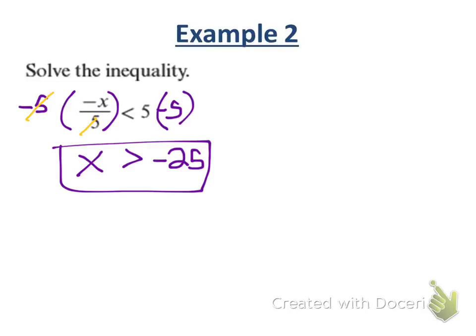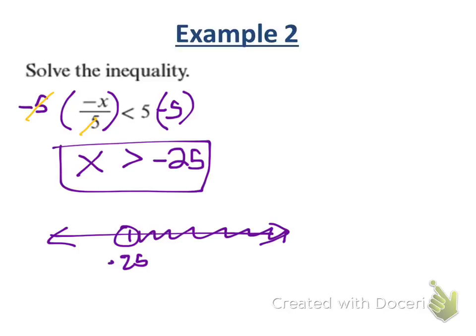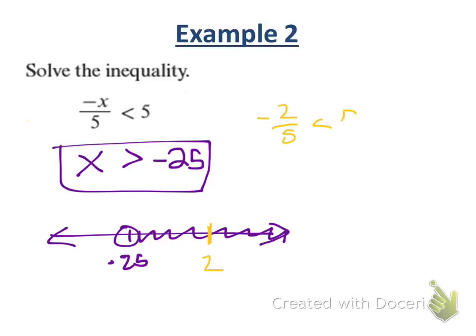How do you check an inequality? You plug in values. Here's the graph, right? You pick any one of the values. Pick a value in here. What's a value in here? Positive 2. Is negative 2/5 less than 5? Sure it is. We could pick another one. If we pick 10, is negative 10 over 5 less than 5? Of course it is because it's negative, right? Any negative number is less than any positive number.